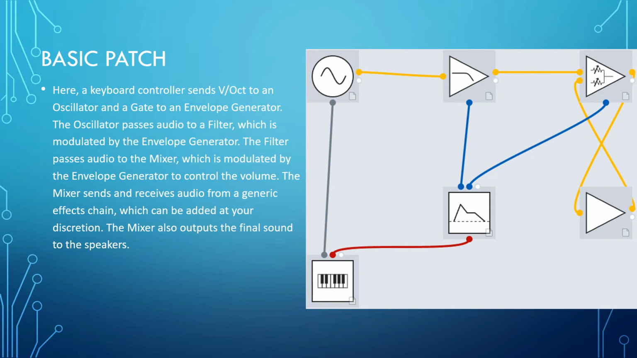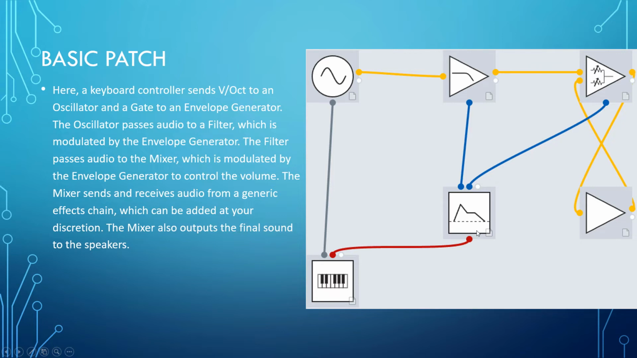Let's look at a basic patch. At its most basic, this is what's going on. You have a keyboard controller sending volts per octave to an oscillator up here. Then the gate signal goes into an envelope generator. The oscillator passes audio to a filter, which is modulated by the envelope generator. The filter sends audio to a mixer, which is also modulated by the envelope generator to control the volume.